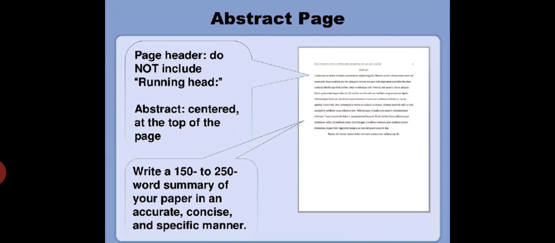Write a 150 to 250 word summary of your paper in an accurate, concise and specific manner. Abstract is actually the summary of your work. What is your research, how you conducted it, your research method, your results briefly, and conclusion.